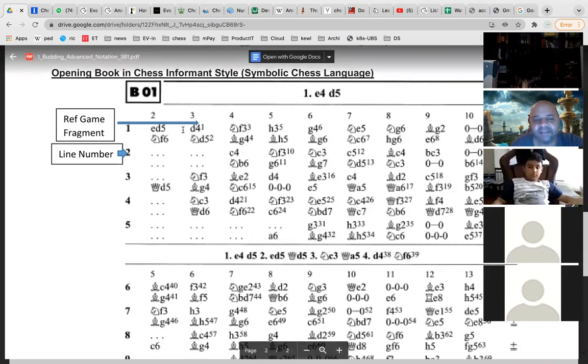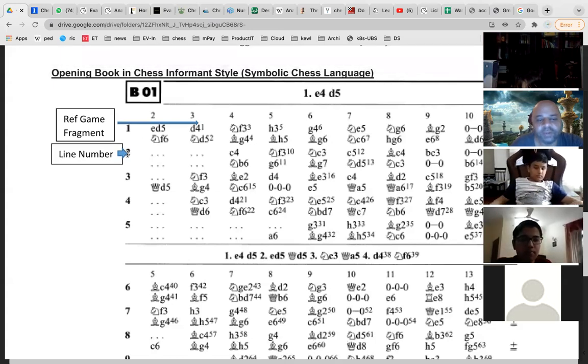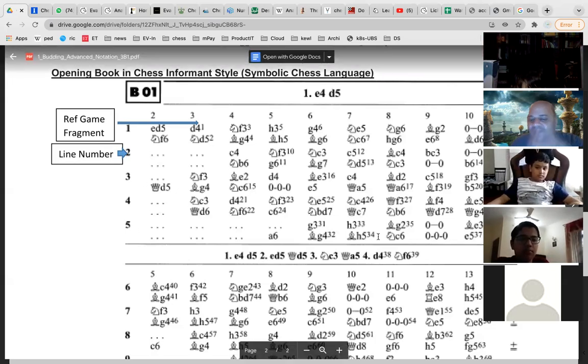Okay, E4, D5 followed by, and D, what are these? These are called line numbers. Line number 1 means row 1. Line number 2 means row 2. Line number 3 means row 3. Row 4, row 5, like this.